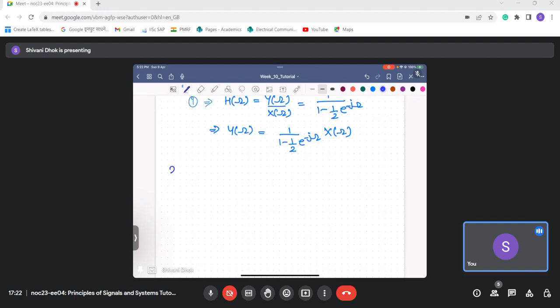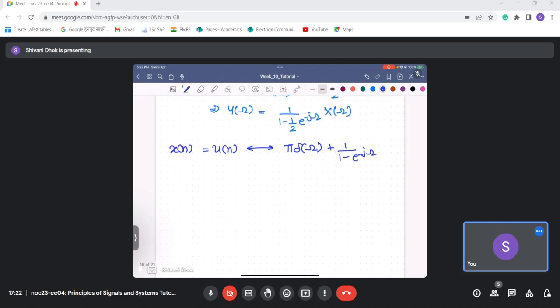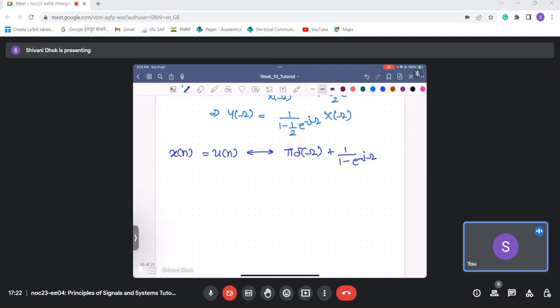Now our x of n is equal to u of n, and this has a Fourier transform as pi times delta omega plus 1 upon 1 minus e power minus j omega. So now I can substitute it back here. So what we have is y of omega is equal to 1 upon 1 minus 1 by 2 into e power minus j omega multiplied by pi times delta omega plus 1 upon 1 minus e power minus j omega.